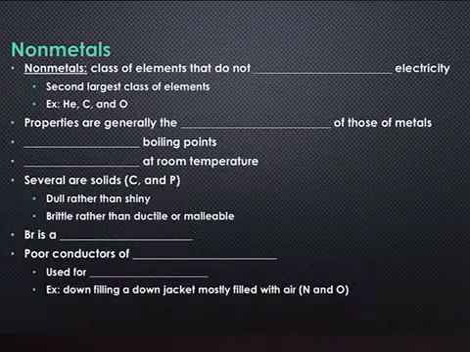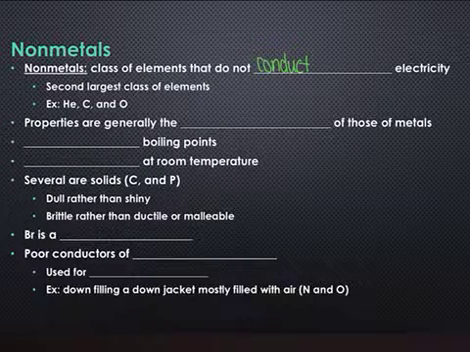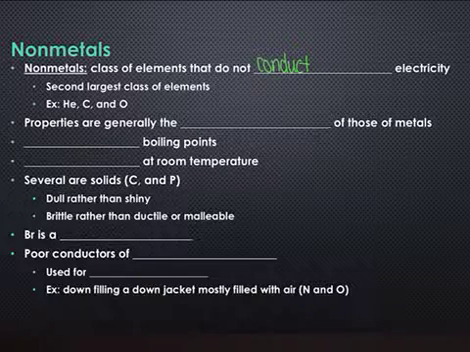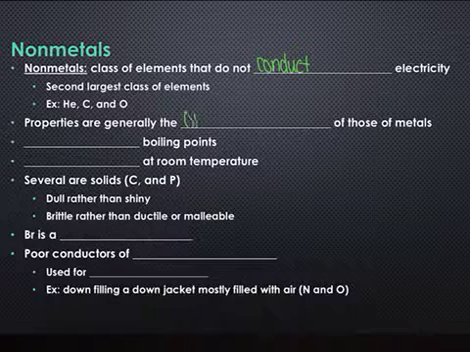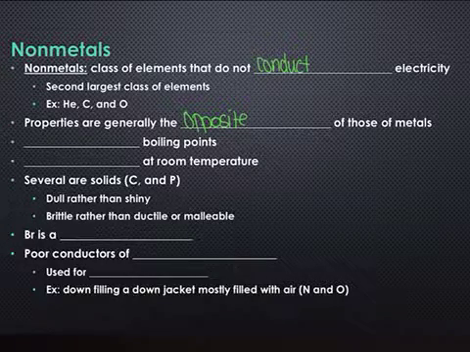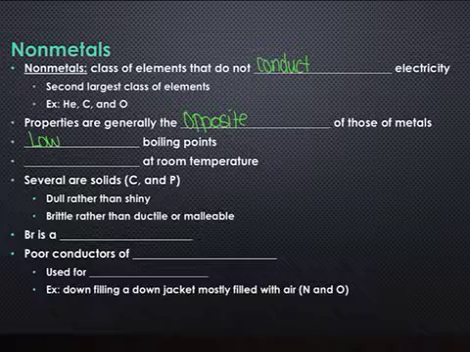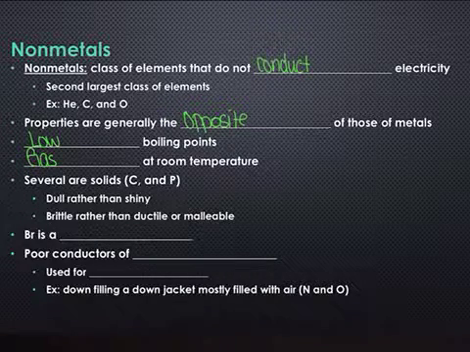Nonmetals are a class of elements. They do not conduct electricity or heat. This would be your second largest class of elements, and this includes helium, carbon, and oxygen. Generally, the properties of nonmetals are opposite of those of metals. So where metals had high boiling points, nonmetals will have low boiling points. Metals were solid at room temperature, and nonmetals will actually be gases at room temperature.